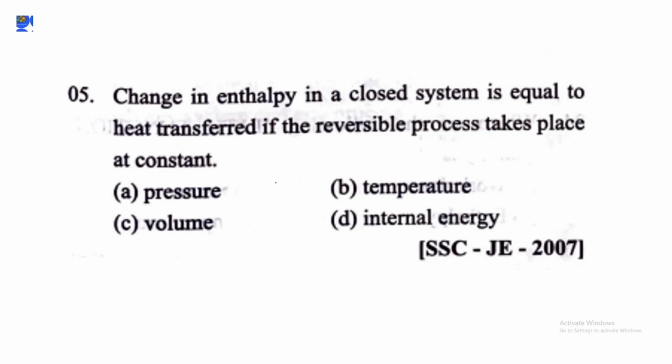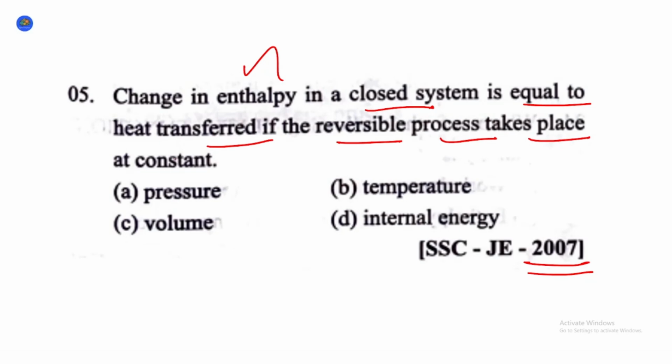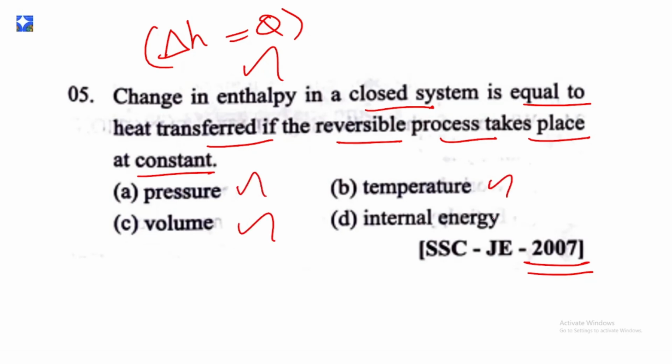So the next one, we'll go for another question which has been asked in the same year 2007. Change in enthalpy in a closed system is equal to heat transferred if the reversible process takes place at constant what? So what is that process for which change in enthalpy, delta H, is equal to heat transfer? And we assume that most of the processes are reversible for solving the problems, and they have given four options. Option A, pressure. Option B, temperature. Option C, volume. And option D, internal energy.